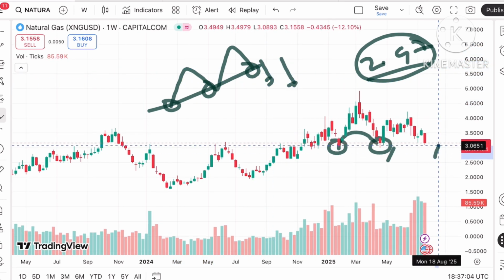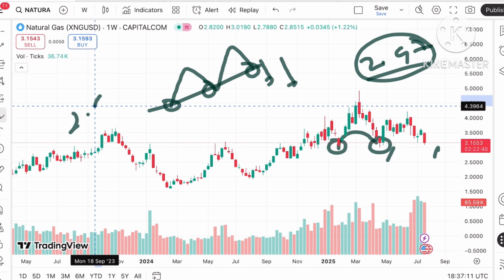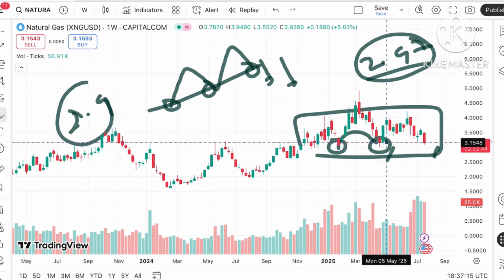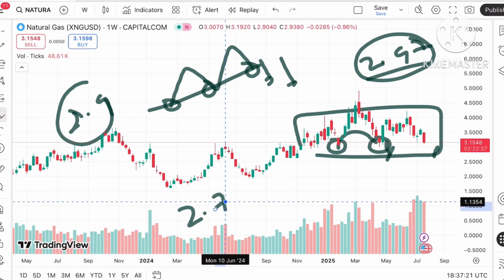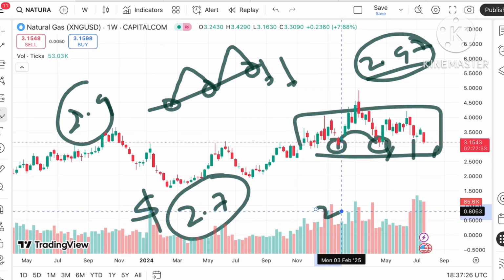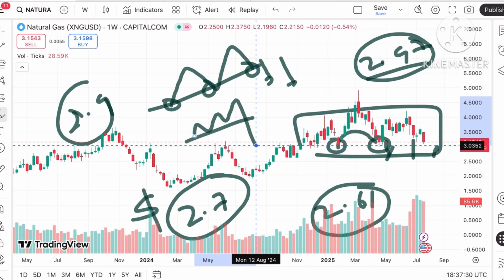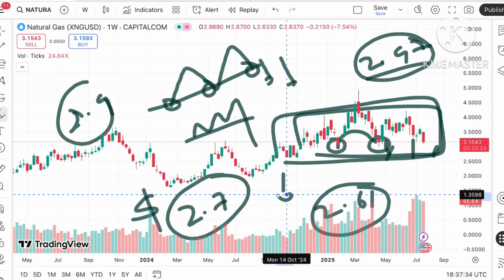The probability is high that it can move below a level of $3, and then go towards 2.9. Then there will be a zone breakout, so the price can go further down, and after that there is a probability of falling towards $2.7. If that doesn't sustain, a further downfall can be seen towards $2.61. This level is also being tested, so the price can move further low.